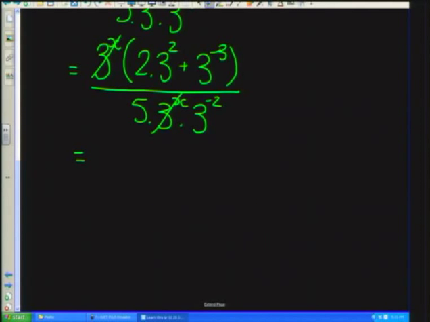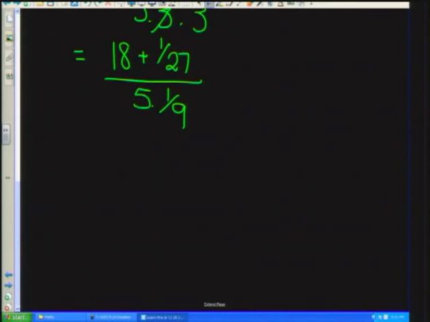2 times by 3 squared, which is 9, so 2 times 9 is 18. This is going to be 1 over 27. Okay, and down below here, I've got 5 times by, and basically that's 1 over 9. Right, finally we'd have to find an LCD of 27 and an LCD of 9. Okay.